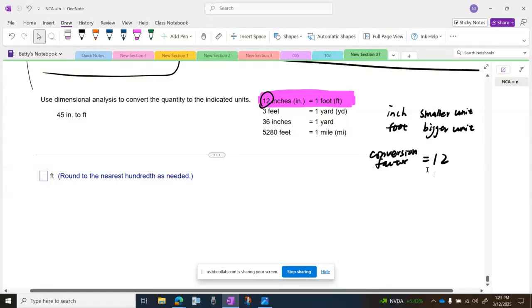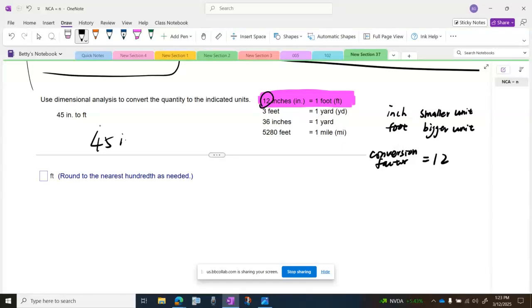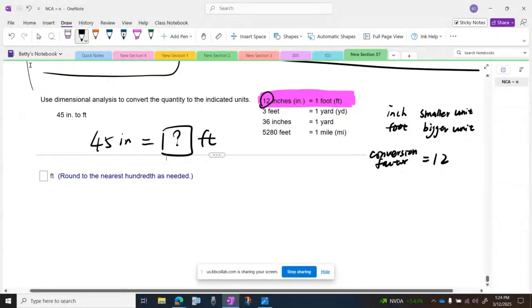That's the conversion factor, remember? We're going to use this conversion factor. We're going to either multiply or divide by that number, depending on what we need. Here, what we need is to convert 45 inches to how many feet. Tell me, is this number smaller or bigger compared with 45?